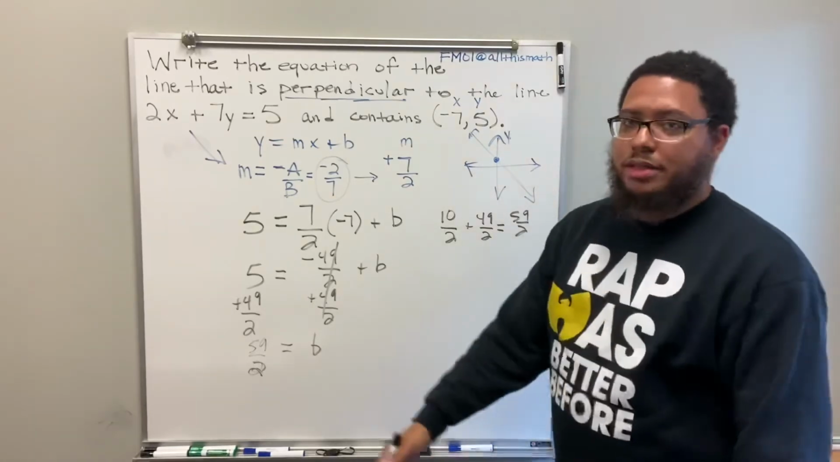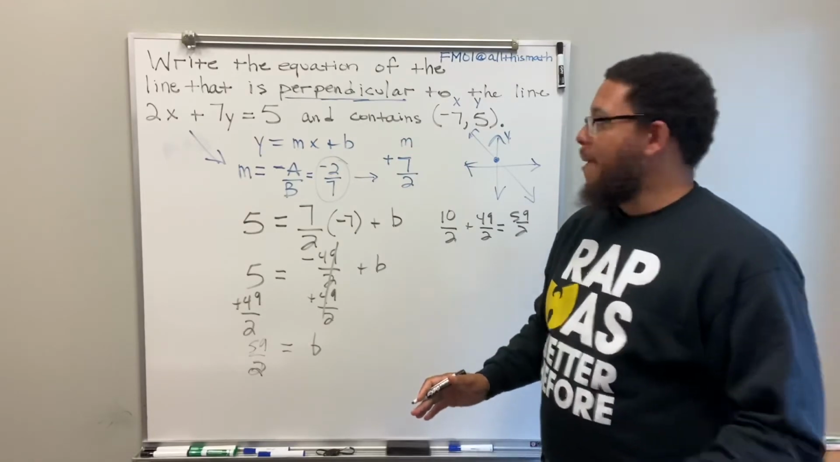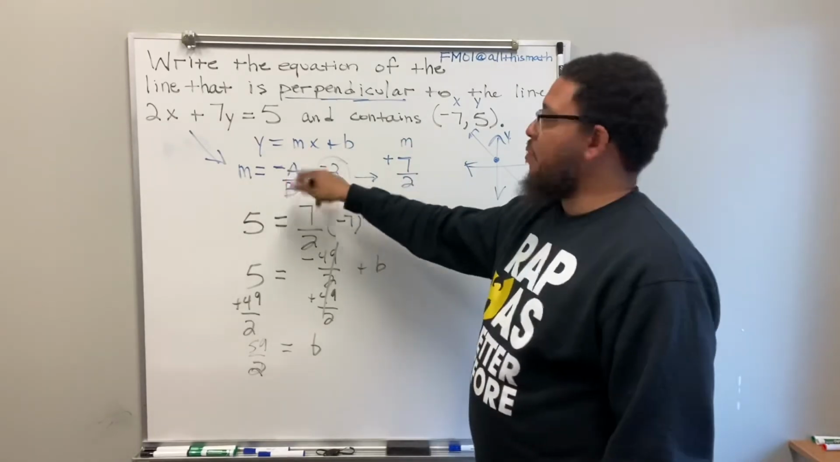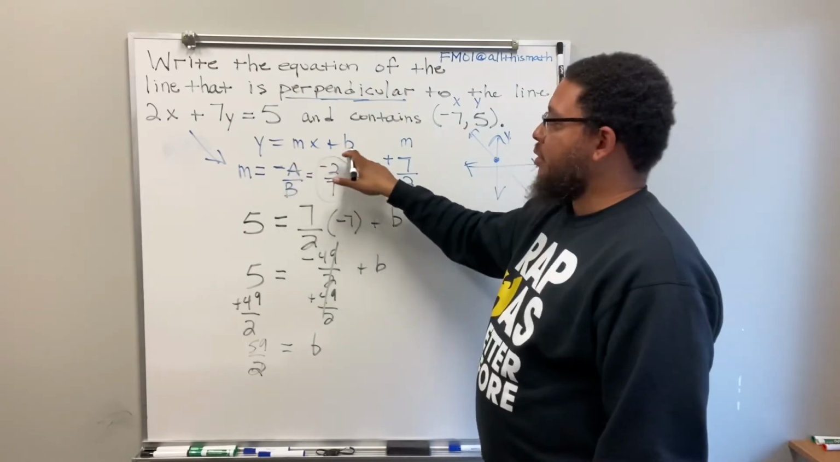Everything in math makes sense. But you got to learn the rules. Once you learn the rules, you realize everything makes sense. Right? This is called the slope-intercept form because when you write it, you will include the slope, which is M, and the y-intercept, which is B.